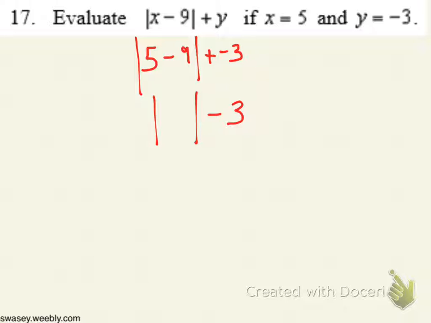And then inside of absolute value, 5 minus 9 gives us negative 4. Now we're ready to take the absolute value of that. Absolute value of negative 4 is 4. 4 minus 3 gives us 1.